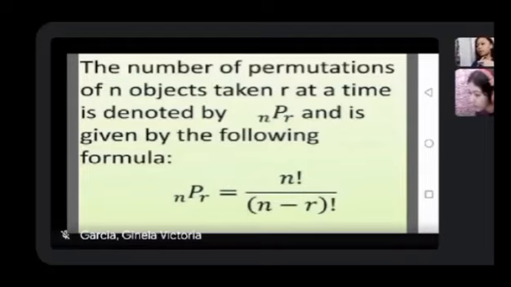In this lesson, we will learn the permutation formula for the number of permutations of n things taken r at a time. We can either use reasoning to solve these types of permutation problems, or we can use the permutation formula.